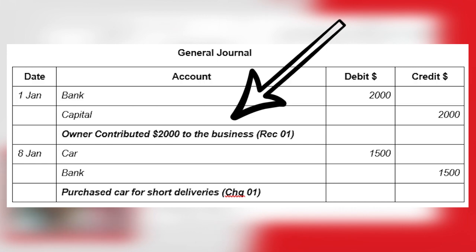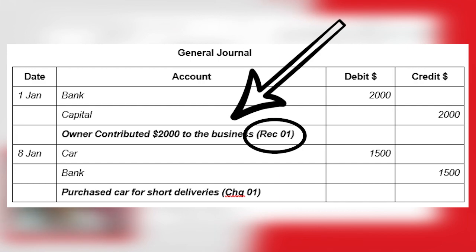Although the way books are constructed, there isn't much space. So even if you want to do it on the last transaction of an exercise, that's still a good little habit. But anyway, I've done the narrations here. Owner contributed $2,000 to the business, and in brackets, the source document. So for you, it is: here's what the transaction is, here's your source document.